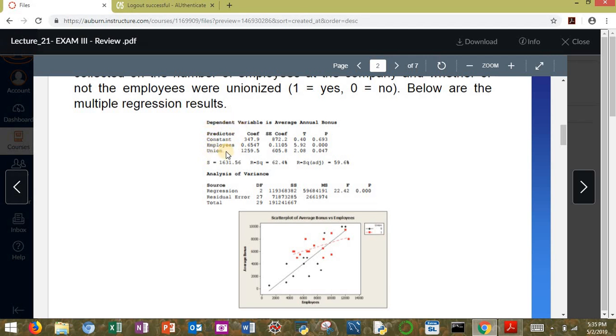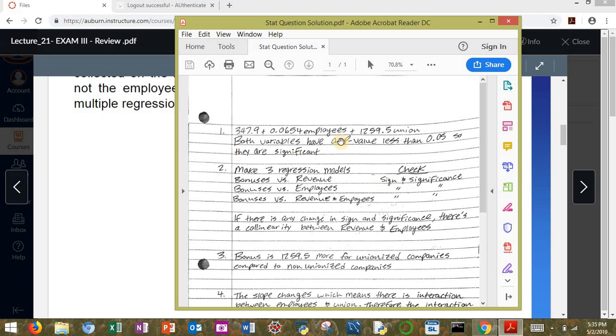And so what we're going to do, we're always going to have our constant, so we're going to take the constant coefficient, which is 347.9, and we're going to add that to employees with a coefficient of 0.6547, and we're going to add that to union with a coefficient of 1259.5, and that will be our multiple regression equation. So as you can see here, that first line has our constant, and then it has our employee variable and our union variable with their coefficients out in front.